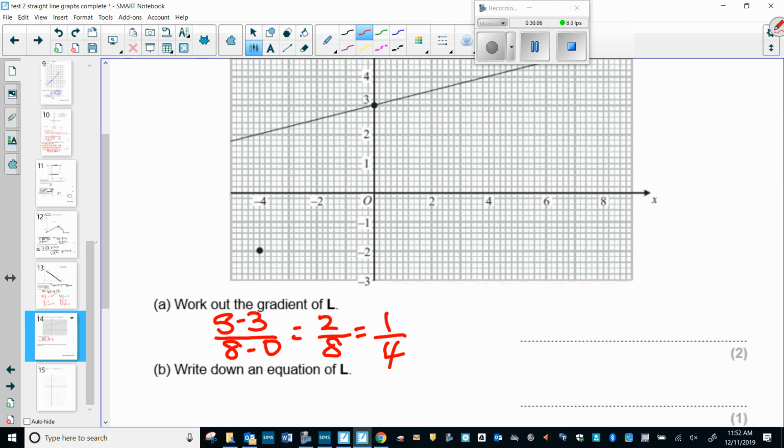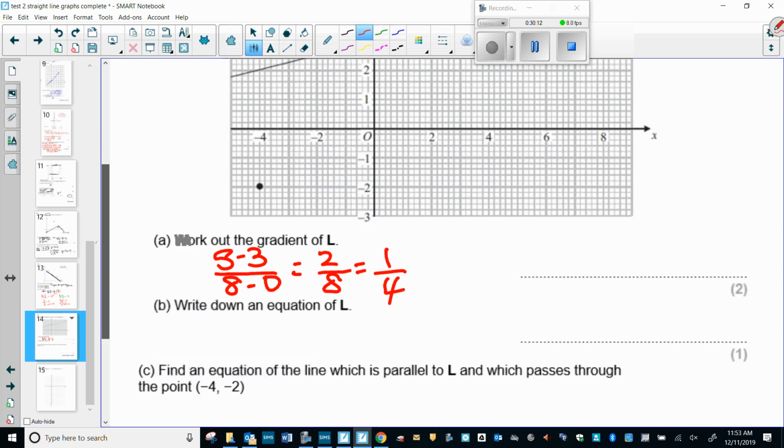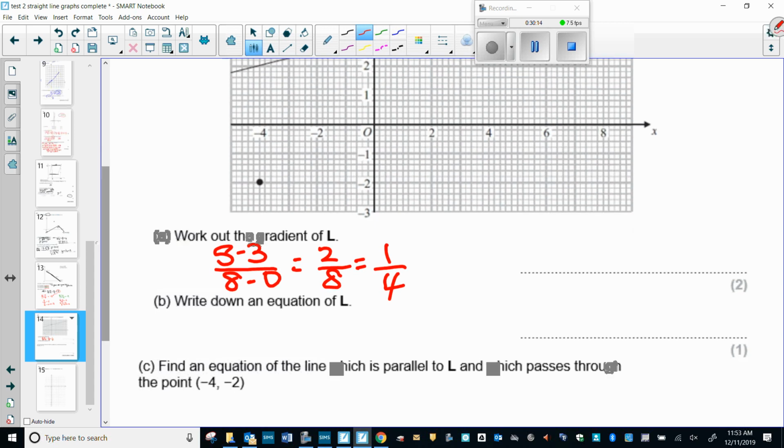Okay, so 1/4. Write down an equation of L. So what do we know? We know the gradient is 1/4. Can we see where it crosses the y-axis? Where does it cross? 3. So that means my equation will be y equals 1/4 x plus 3, because it went through the y-axis at 3.